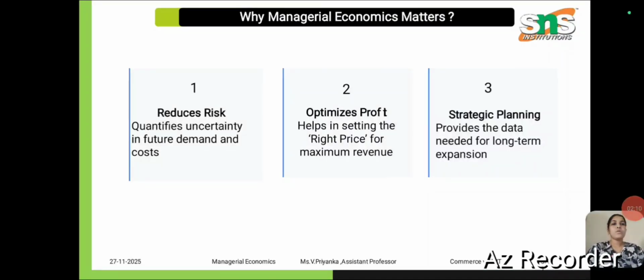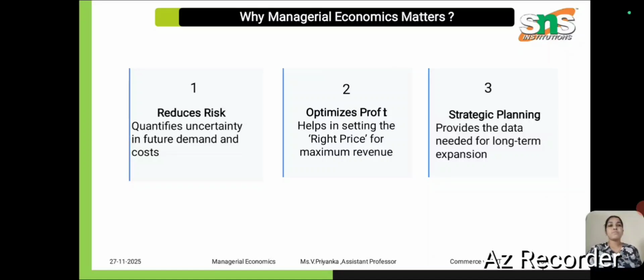In this we are going to see how it works. It reduces risk, optimizes profit, and supports strategic planning. Reduced risk is nothing but quantifying uncertainty in future demand and cost. Optimized profit helps in setting the right price for maximized revenue. Strategic planning provides the data needed for long-term expansion. For example, a manager must decide whether to increase production or not. Managerial economics helps the manager study demand analysis, cost analysis and profit analysis before taking such a decision. This reduces risk and improves effectiveness. So we should know that.